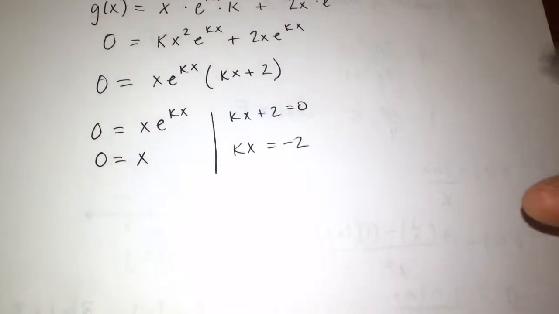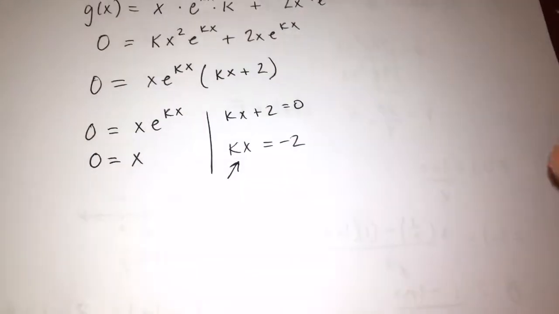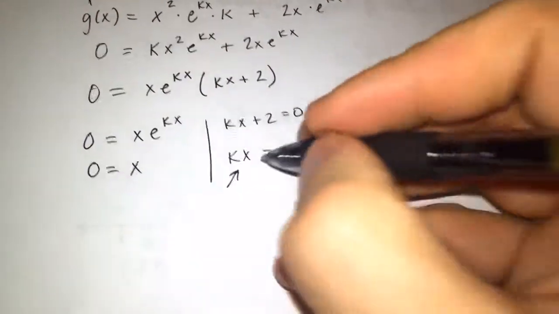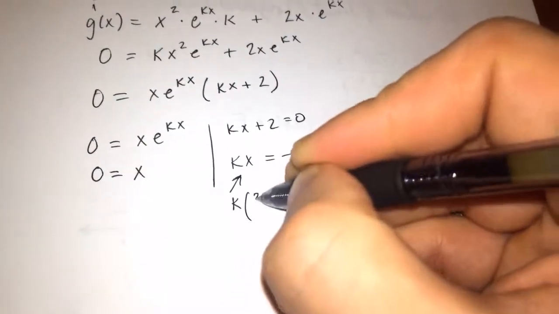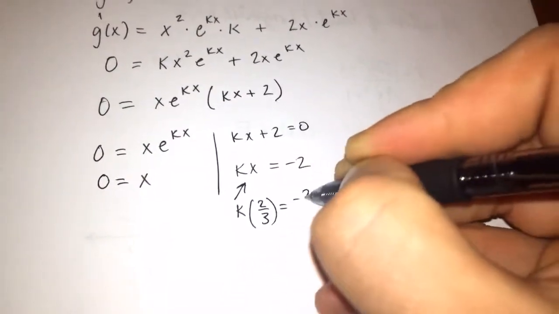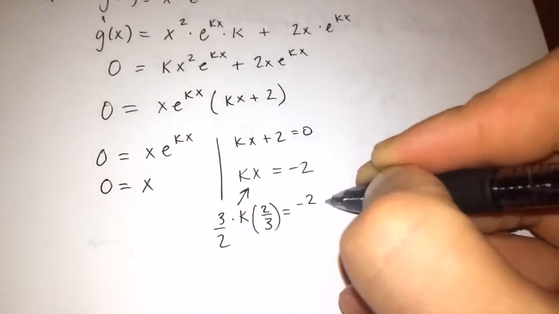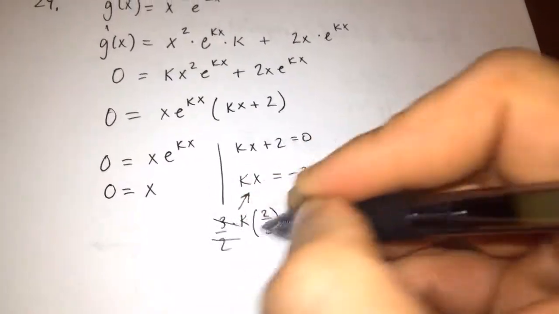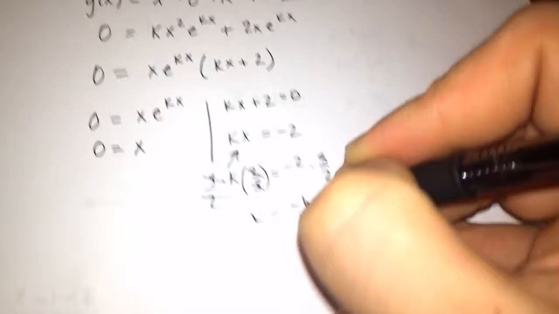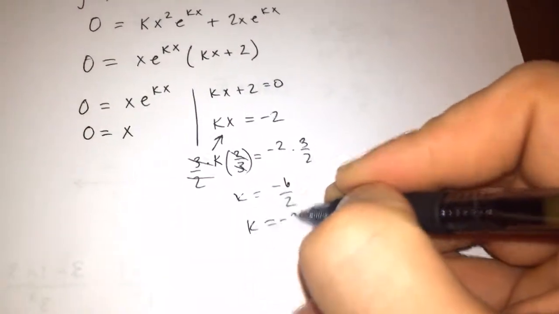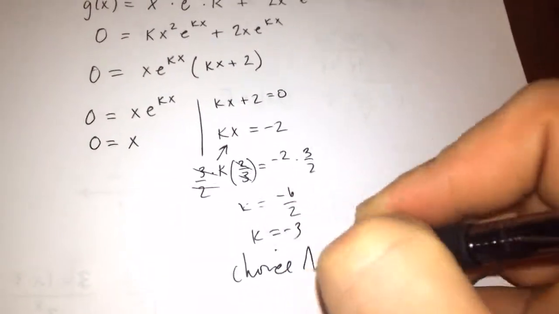Now the question says, for what value of k does g have a critical point at x equals 2/3? So I say k times 2/3 equals negative 2. I multiply by the multiplicative inverse. I get k equals negative 6 over 2, k equals negative 3, and that is choice A.